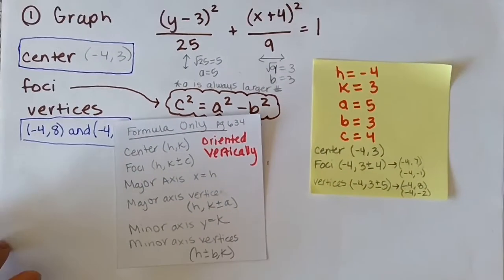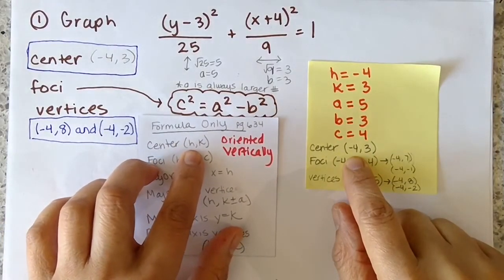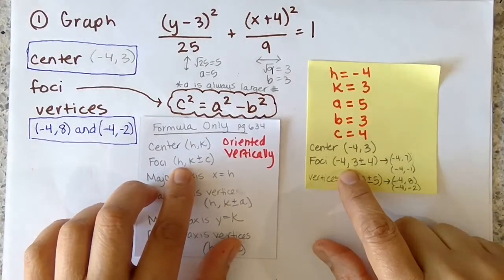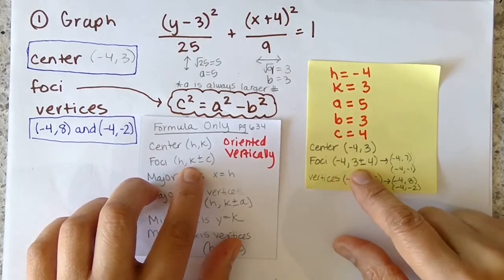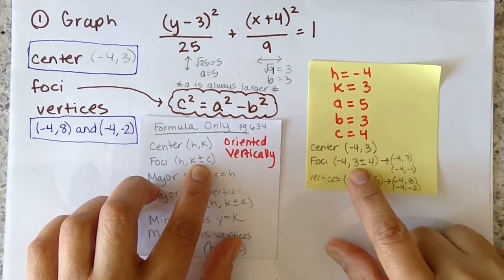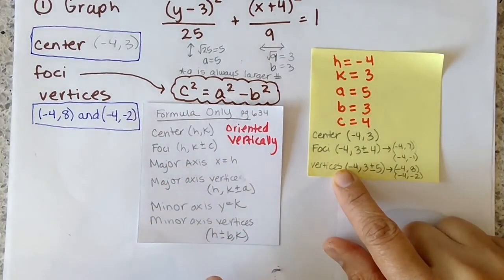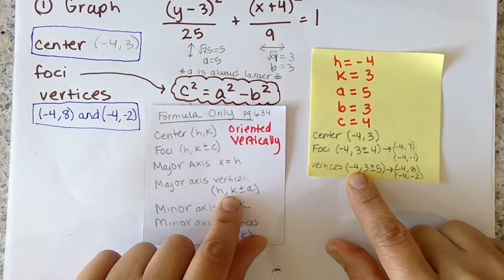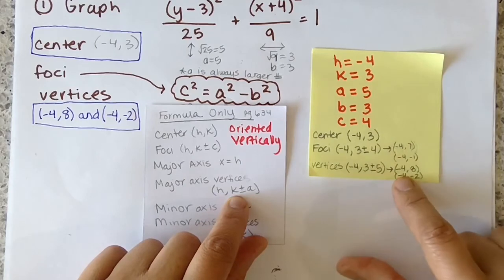Done. Once you have that, then you can go back and say, okay, your center, based on the formula, is H, K, -4, 3. Got it. Your foci is going to be H, K plus or minus C. So H, -4, K, 3 plus or minus your C value, and then whatever that is. So -4, 3 plus 4 is 7, -4, 3 minus 4, -1. Vertices, you're going to do the exact same thing. So your vertices are going to be H, K plus or minus A. So H, -4, K value 3 plus or minus 5, and then work that out.